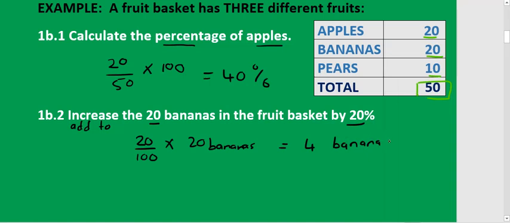Remember, we were asked to increase the 20 bananas by 20%. Now that we've calculated that 20% of 20 is 4, and to increase means to add to, we have 20 bananas and we want to increase that by 20%, which is 4 bananas. So we end up with 24 bananas. Okay, let's move on.